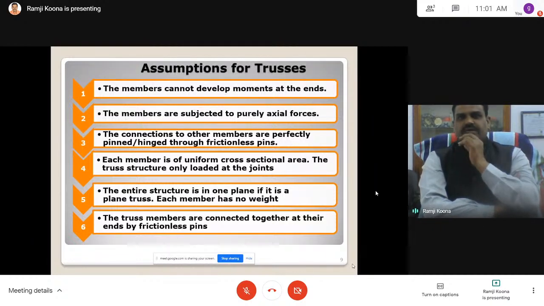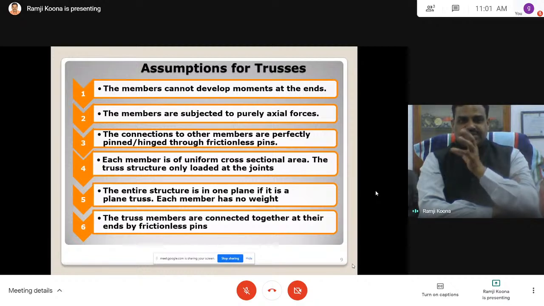The members cannot develop moments at the ends. The members are always subjected to purely axial forces. Some of the things are a little bit of repetition, but please keep in mind what the assumptions are before solving a problem. The members cannot develop moments at the ends. The members are subjected to only axial forces. The connections to other members are perfectly pinned. Even if they are welded or bolted, we are assuming that it is a pin or hinge.